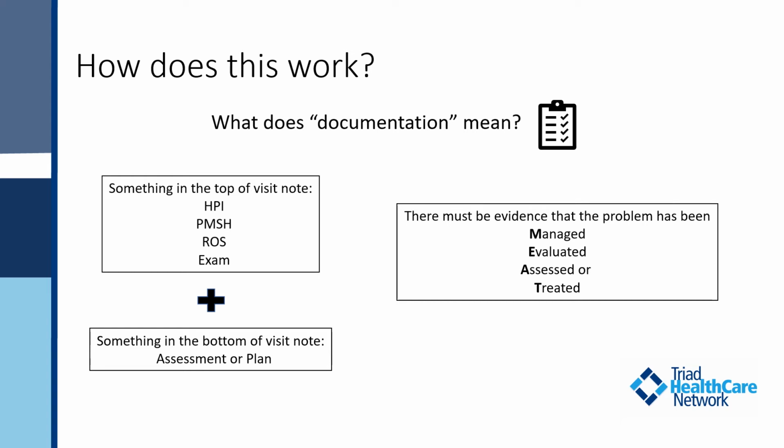So there's two ways to look at this. The first way is to say that you need something in the top of the visit note, say something in the HPI about the patient's condition or in their past medical and surgical history or in the review of systems or even in the exam.